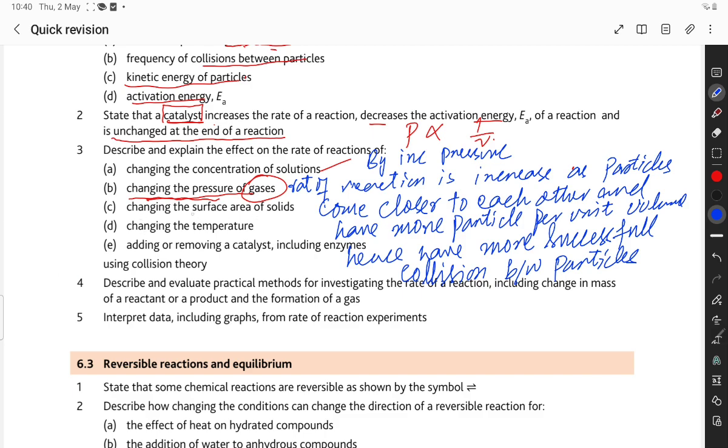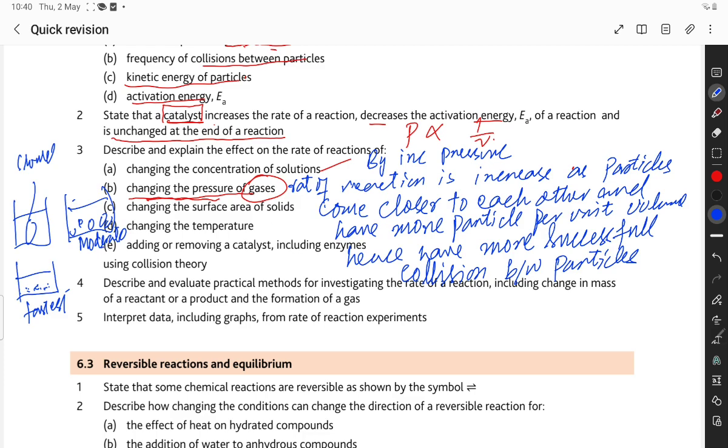Changing the surface area of the solid, this is the lump, this is the granules and powder. In powder the rate is fastest, this is powder, fastest rate, granules moderate and lump slowest. So by decreasing the size of the particle, rate of reaction is increased.